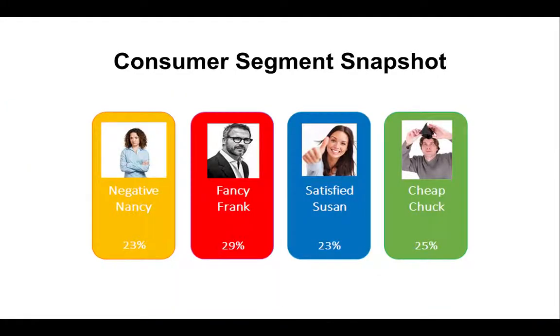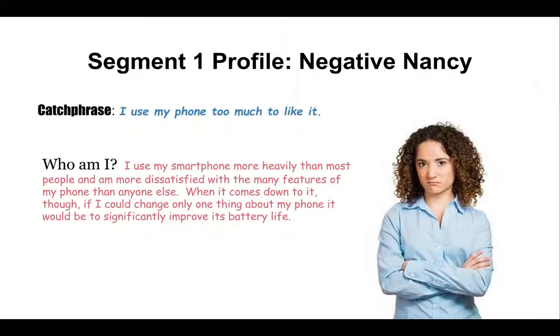Now the major purpose of the survey was to develop some consumer segments based on our research, and you can see here how that's segmented out and that it is a pretty even representation of the market. First of all, Negative Nancy, she's one that uses her smartphone pretty heavily, but is most dissatisfied with the many features that her current phone has. But when it comes down to it, if she could change one thing about the phone, it would be to improve the battery life.